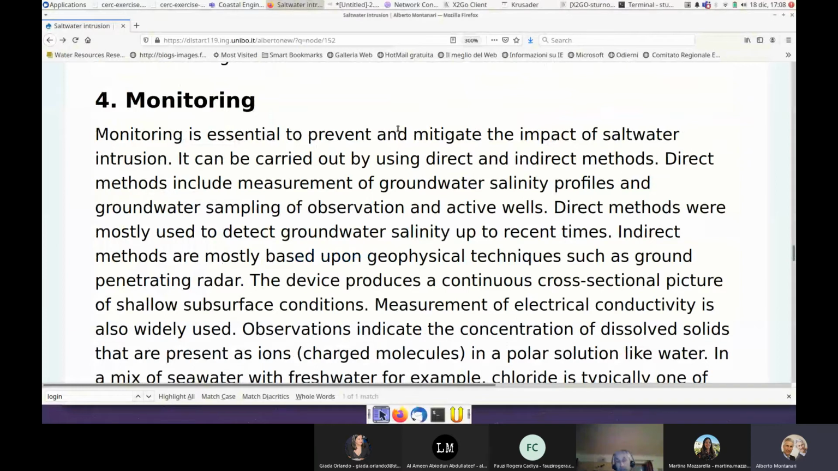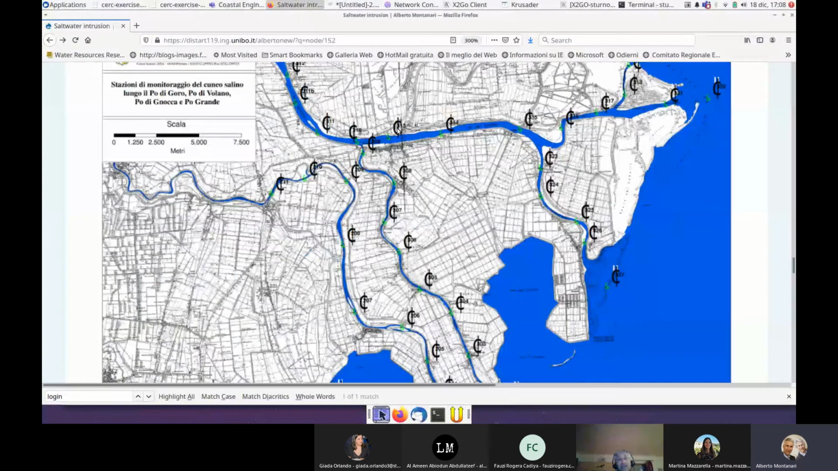There are several monitoring stations in wells and in the branches of the Po River, because saltwater intrusion may also happen along rivers. If you have a decreased flow in the river, which is more concerning during the summer, of course, you have salt water flowing back into the river, and then from the river infiltrating into the underground. So the monitoring programs also need to monitor the salinity of rivers, besides the salinity of wells.